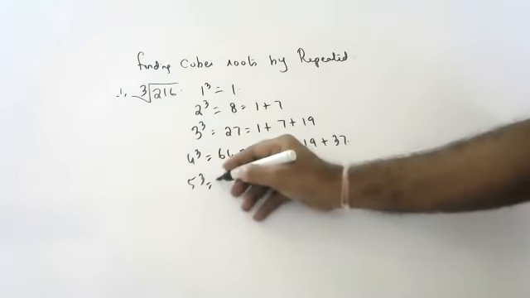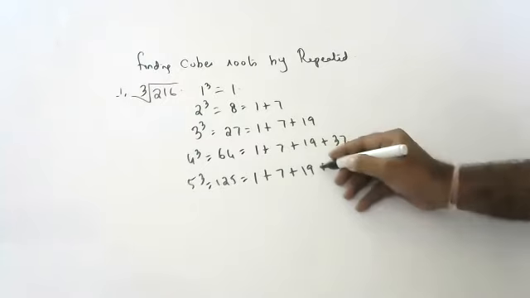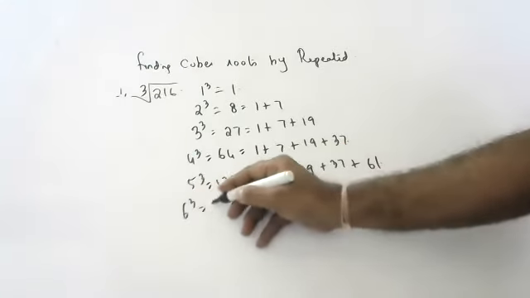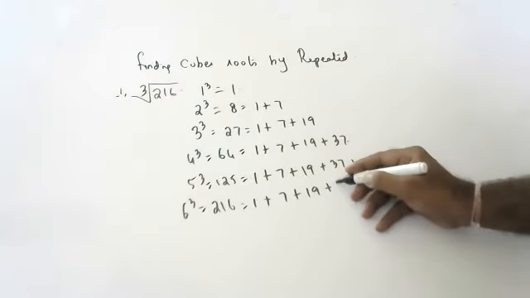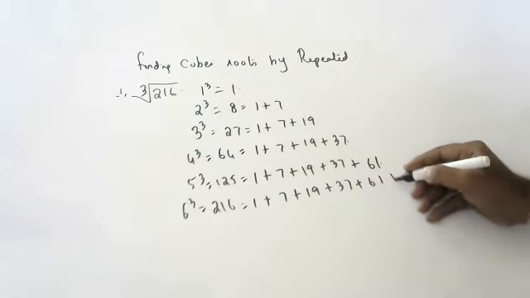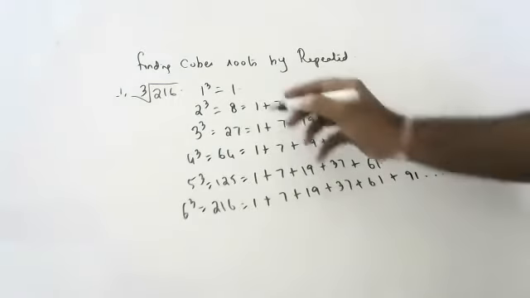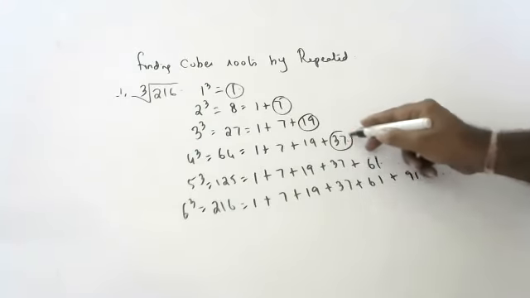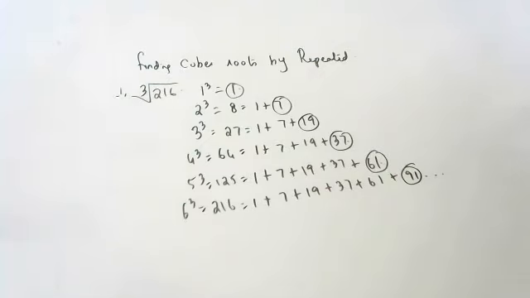5 cube is 125, that is 1 plus 7 plus 19 plus 37 plus 61. 6 cube is 216, that is 1 plus 7 plus 19 plus 37 plus 61 plus 91, and so on for the other numbers. So if you continuously subtract 1, 7, 19, 37, 61, 91, you can find the cube root. I will show you how.